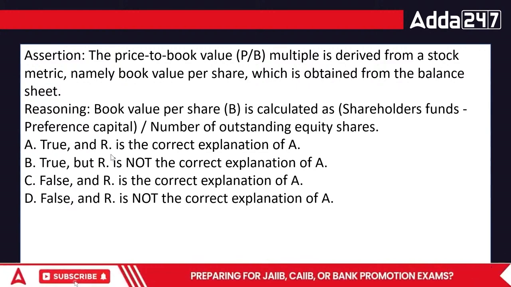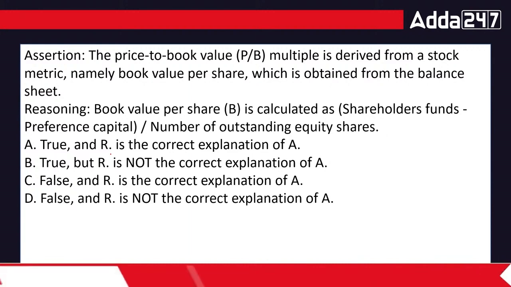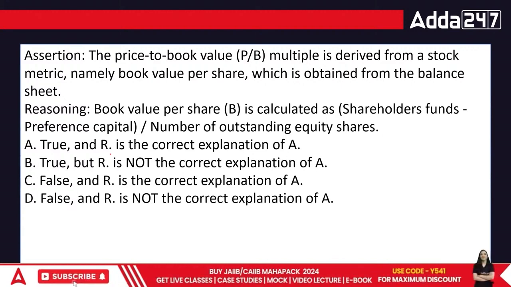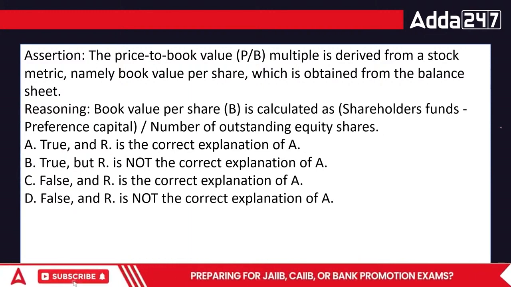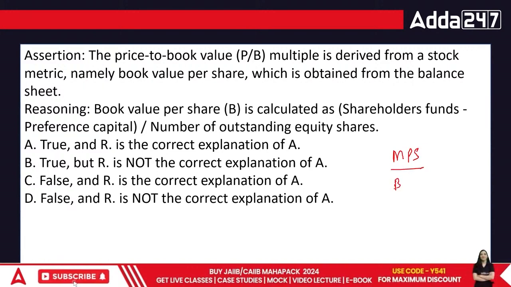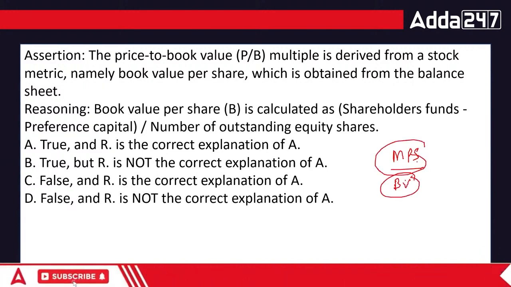PB multiple. This multiple is actually better than sometimes the PE multiple, because sometimes when the market is not good, the PE multiple is not a good base. When PE multiple is not a good base, we have no other option but to move towards PB. You take the market price per share and divide by the book value. This particular chapter is something that I strongly believe is very important. MPS upon BP, book value. This is the point.